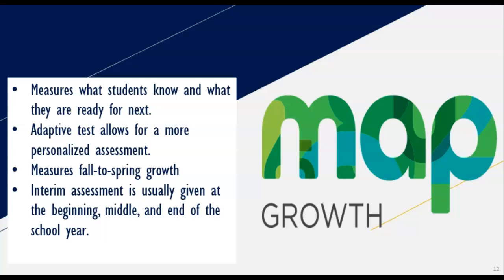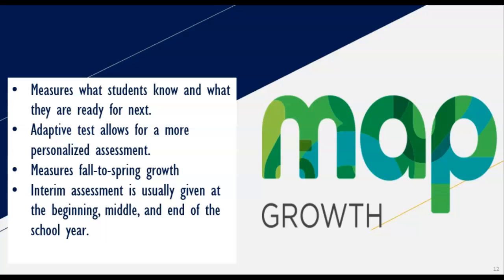So we're going to go ahead and move on to the second assessment that we need to be considering, and that is the NWEA MAP Growth Assessment. This assessment is going to measure what students know and what they are ready for next. Just like iReady, it is also adaptive, and it is going to give students that personalized assessment that they really need to have. This assessment is going to measure fall to spring growth.